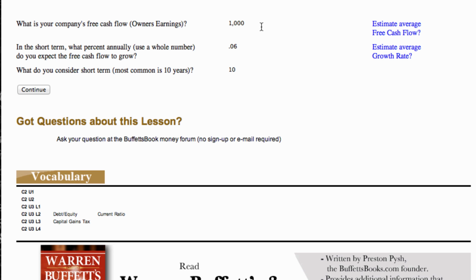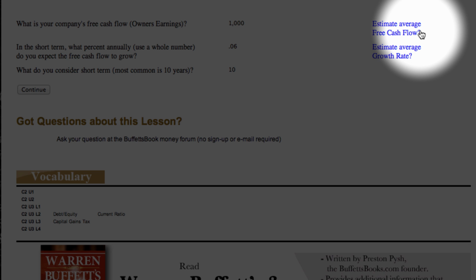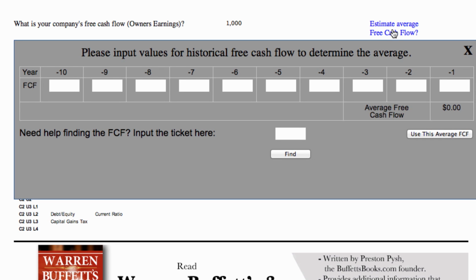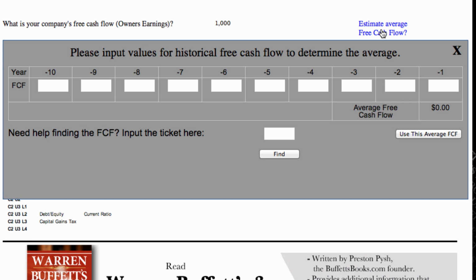So the first thing that we're going to do is estimate that future cash flow. And I have a tool here over on the right-hand side. You can see it's highlighted in blue. It says Estimate Average Free Cash Flow. If you click on that, a little window pops up, and it says, please input values for historical free cash flow to determine the average. So we're going to go back and try to determine what the owner's earnings, or the free cash flow, has been over the past 10 years to develop an average, or what we think would be an average, for what the current free cash flow of the business is.